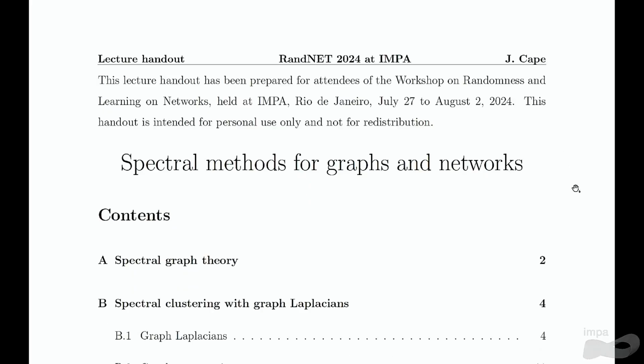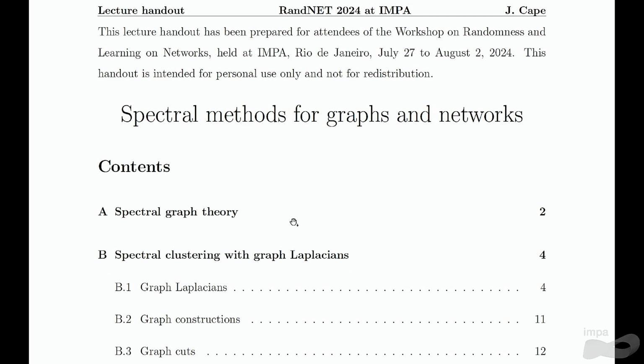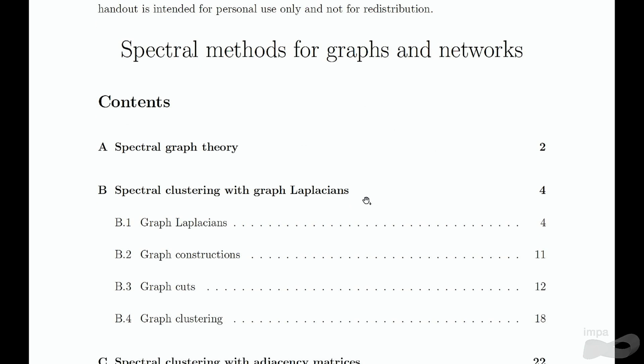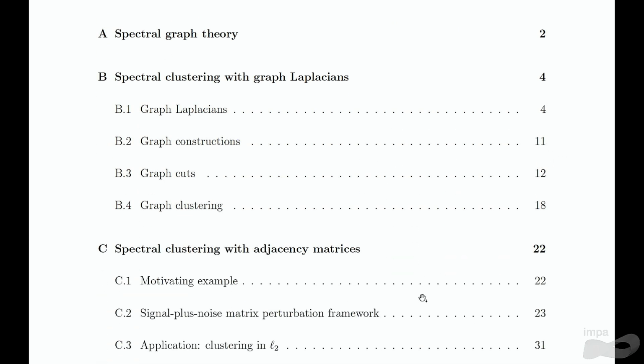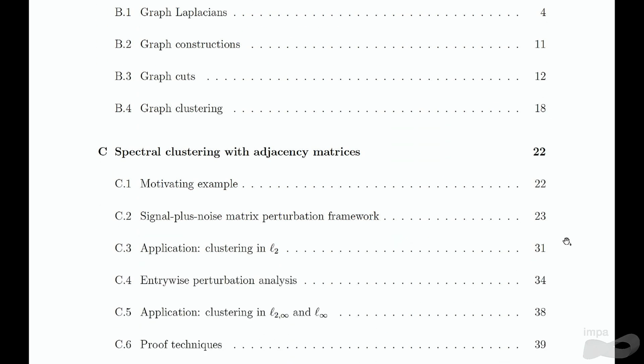In this handout, there are 3 sections. The first, on spectral graph theory, we're just going to jump through very quickly. Today's lecture is focused on section B, spectral clustering with graph Laplacians. The next lecture will be on spectral clustering with adjacency matrices. And then the third and final lecture of this mini course does not have an associated handout.